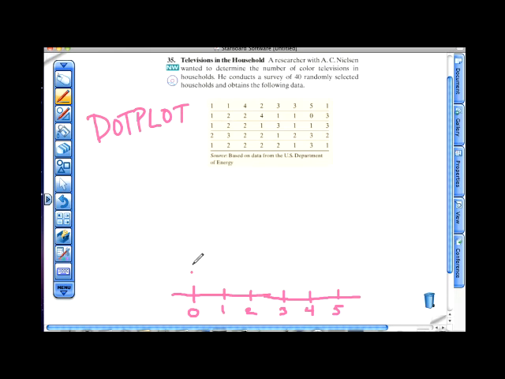We only had 1 zero there, and we had 14 ones, and 14 twos. We had 8 threes, 2 fours, and we had 1 five. So that's a dot plot.